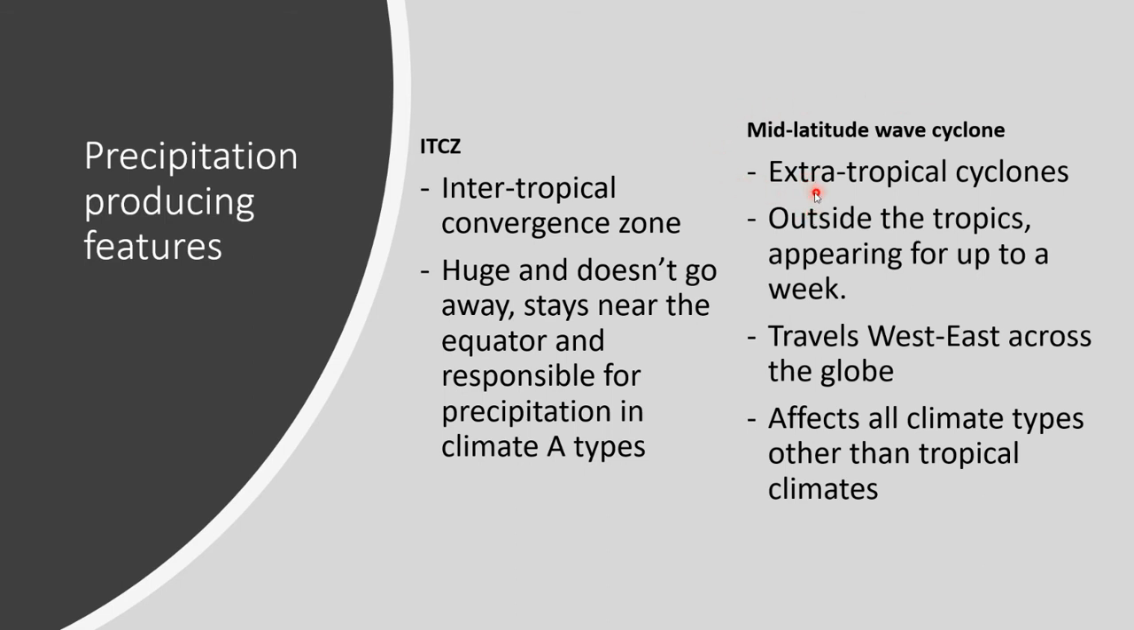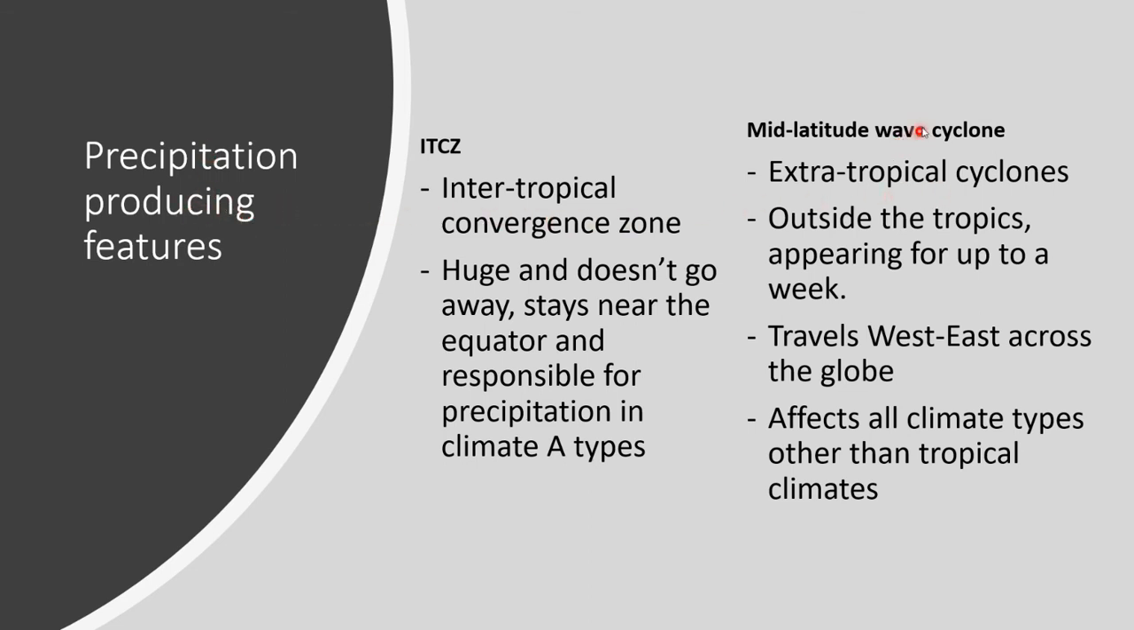If you look at the description, extratropical cyclones, some of the cyclones occur for this mid latitude wave cyclone, outside the tropics, appearing for up to a week. ITCZ is huge and doesn't go away, it stays near the equator. ITCZ is in the tropical region, and this mid latitude wave cyclone is outside of the tropics, almost at the edge of the equatorial region or far beyond that. It travels from west to east, like if this is a globe, it travels this way.